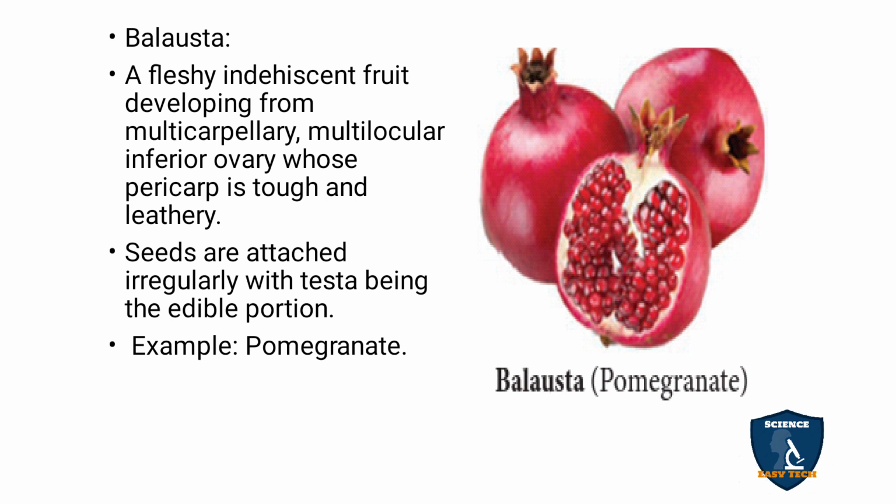Balausta. Here the example is pomegranate. It is a fleshy indehiscent fruit developing from a multicarpellary, multilocular, inferior ovary whose pericarp is tough and leathery. You can see the seeds are attached irregularly, not arranged properly, with the testa being the edible portion.